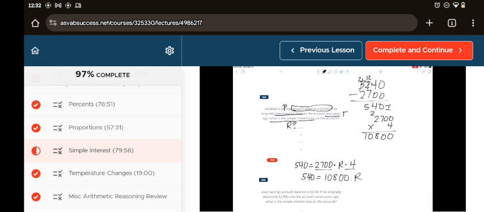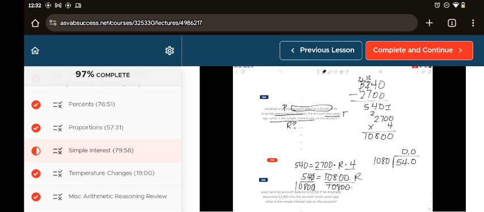10,800. This gets the R by itself. Here I can eliminate 2 zeros. So I'm left with 1080 and 54. So now, 1,080 goes into 54 0 times. I'm going to add a decimal and add a 0. 1,080 goes into 540, also 0 times, because 1,080 is too big. So now, I add another 0.